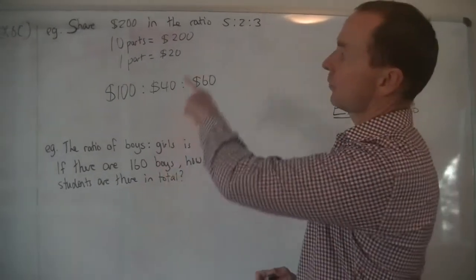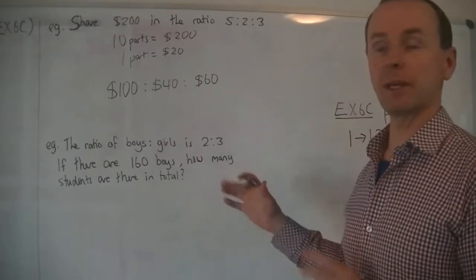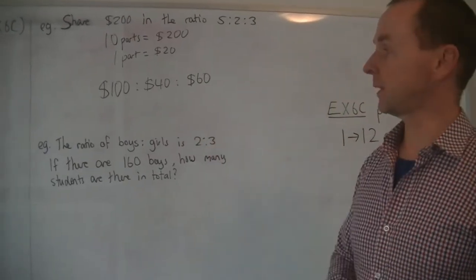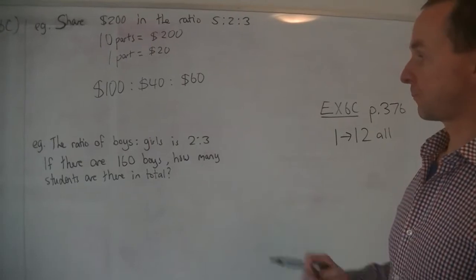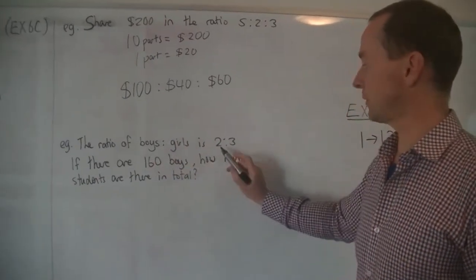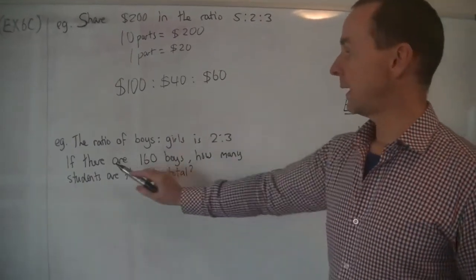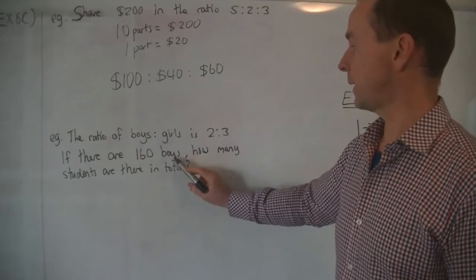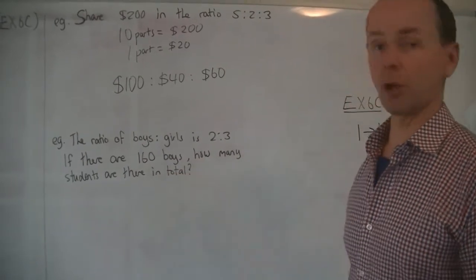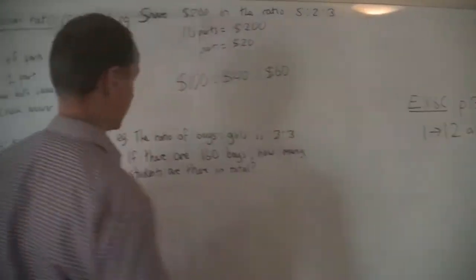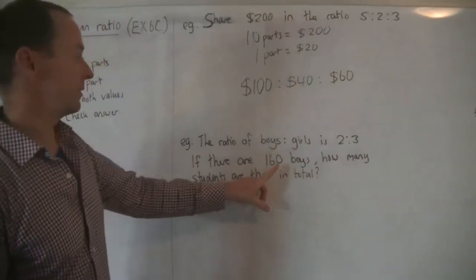Now, that's how to do those 2 questions when it says share in the given ratio. This one's a little bit different, so you've got to read it carefully. The ratio of boys to girls is 2 to 3. If there are 160 boys, how many students are there in total? Let's have a look. It says there are 160 boys.